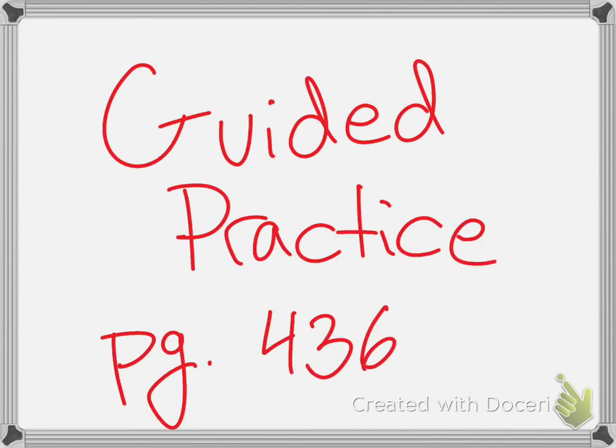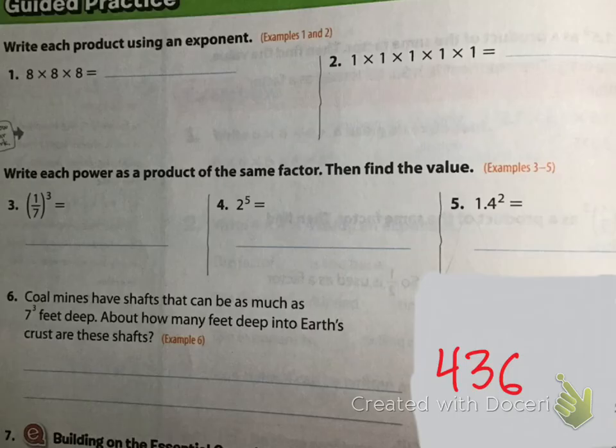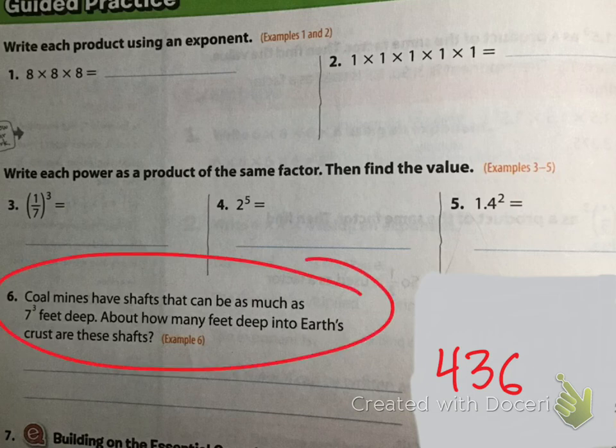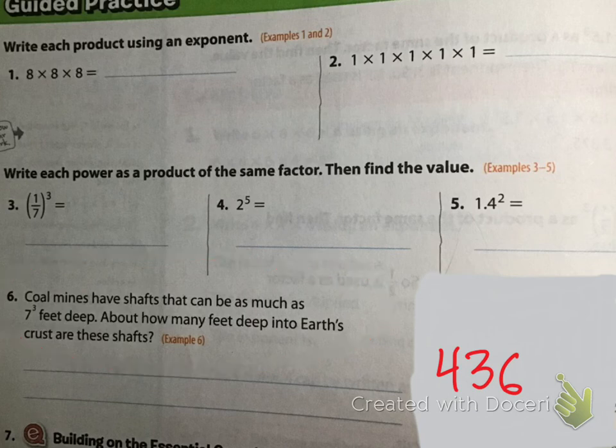I want you to go to page 436, okay? And you're gonna start the guided practice. So this first one, we're writing each product, which means multiplication, as an exponent, using an exponent. That's what we're doing for the first part. Then we're gonna write for the next three, each of them as a product of the same factor. It says find the value. Do it if you can. And then lastly, again, it's asking us, I want you to write it as a product and try to solve it. For the first one, Amelia, how would I write this product using an exponent?